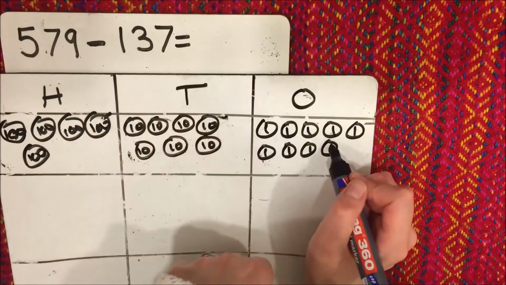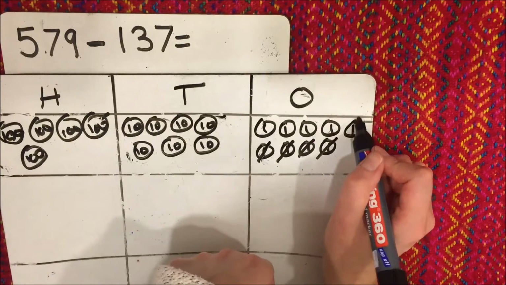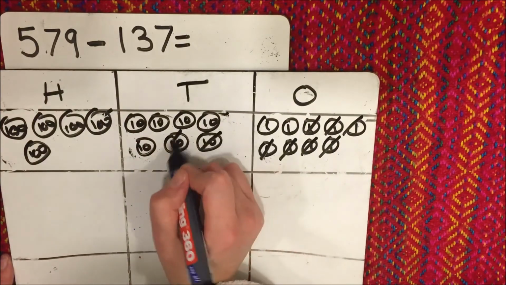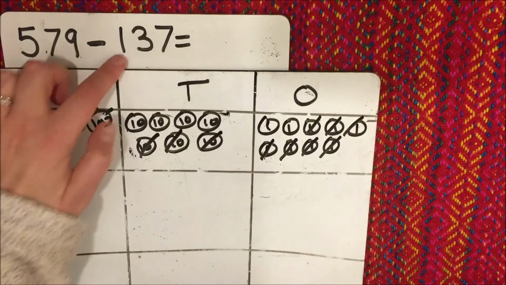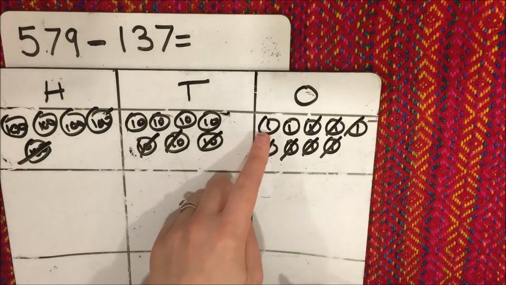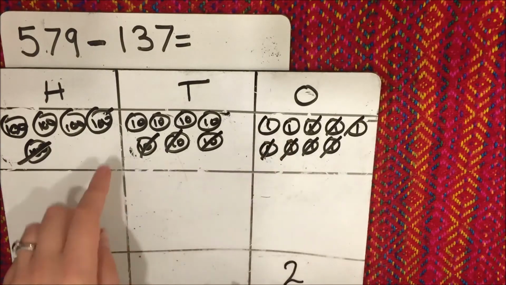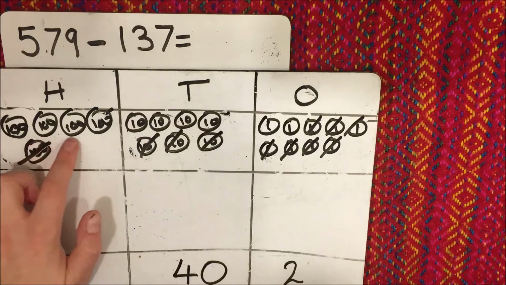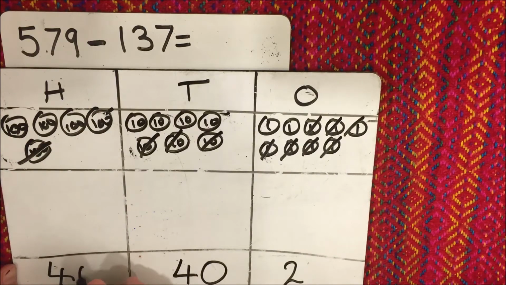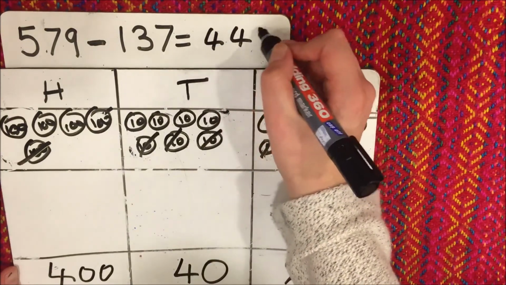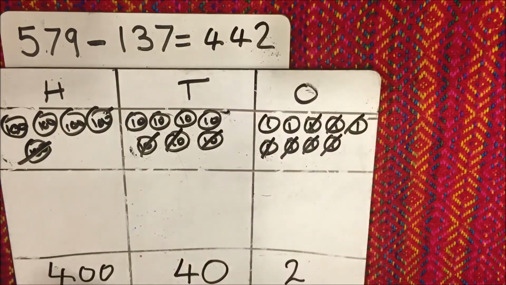Need to start with my 7 ones. 1, 2, 3, 4, 5, 6, 7. Now I move to my tens. 10, 20, 30. And finally my hundreds. I only cross out 100. Now I can find my answer. I've got 2 ones left. 10, 20, 30, 40. 4 tens left, which makes 40. And 100, 200, 300, 400. 400s left. So my answer is 442. 400s, 4 tens, 2 ones.